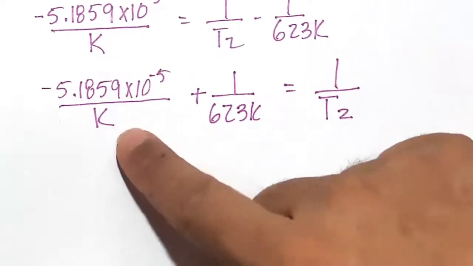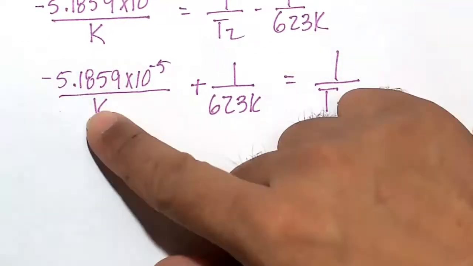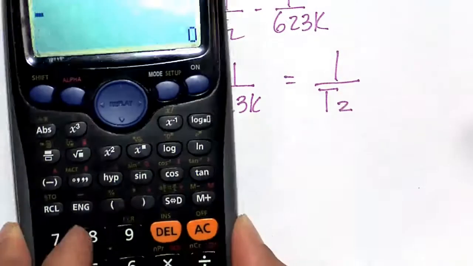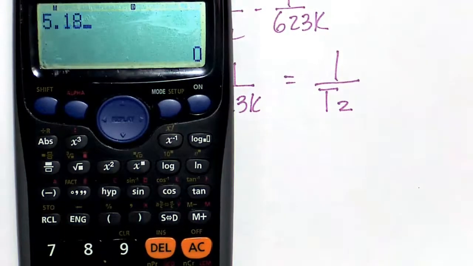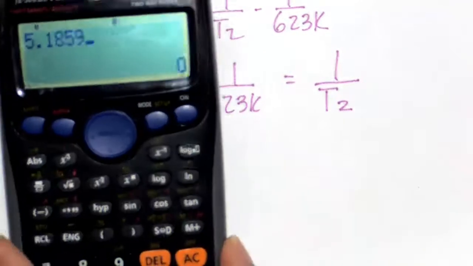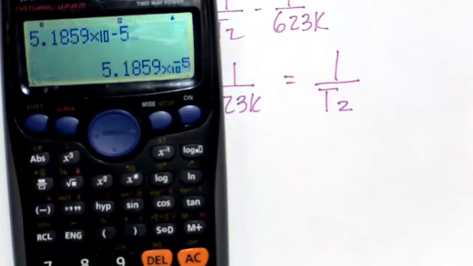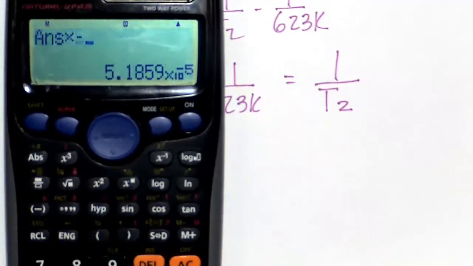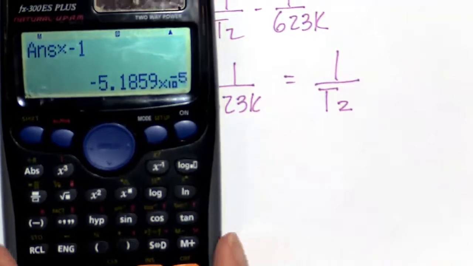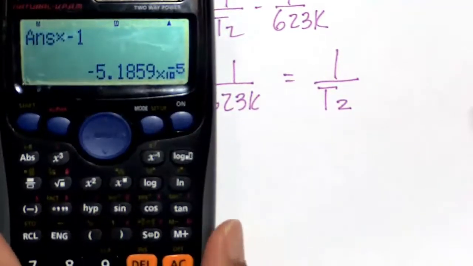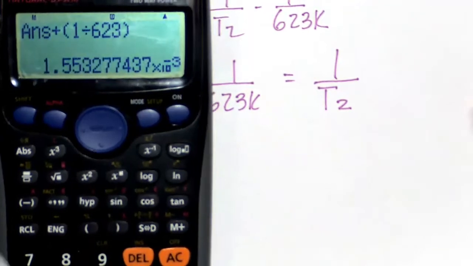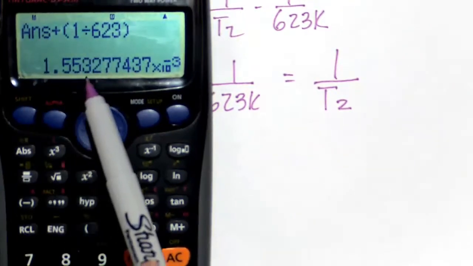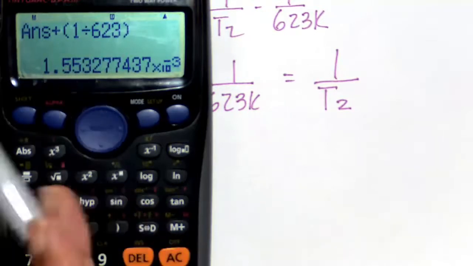All right, let's do this on our calculator. So let's do this here. Minus 5.18959 times 10 to the minus 5. Here's that answer, plus 1 over 623, plus parentheses 1 divided by 623. Don't forget to close your parentheses. Okay, getting an answer of 1.55. I'll put in some extra digits here: 1.5533 times 10 to the minus 3.